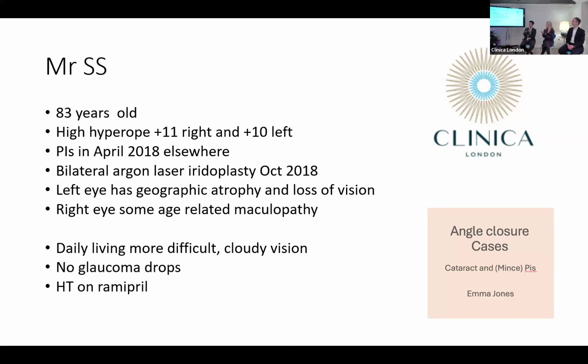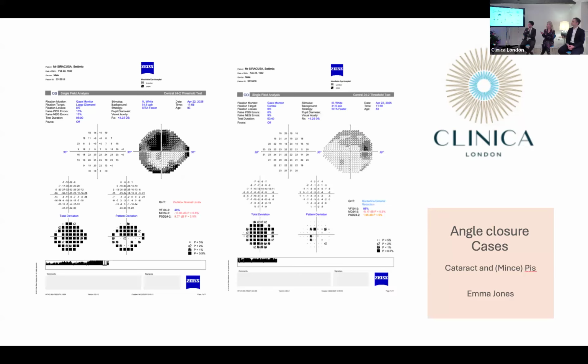And the right eye has a little bit of drusen, but nothing else. So he's got only one eye now, and his daily living has become more difficult. He's got cloudy vision because of cataract developing in his right eye, not on any glaucoma drops, and pretty fit and well for his age. And these are the visual fields. I have put them around the right way.